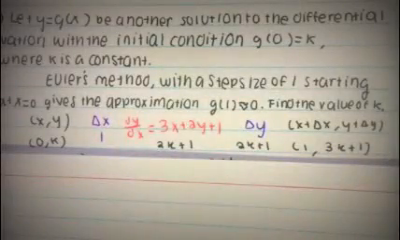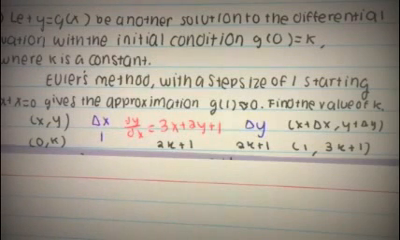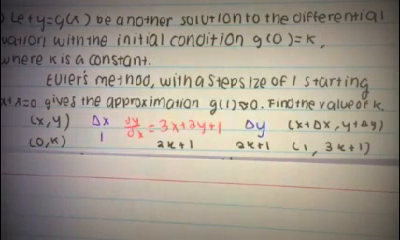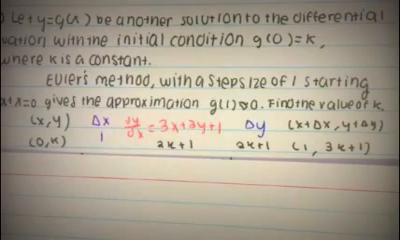Part B of this question states, let y equals g of x be another solution to the differential equation with the initial condition g of 0 equals k, where k is a constant. Euler's method with the step size of 1 starting at x equals 0 gives the approximation g of 1 is approximately 0. Find the value of k.